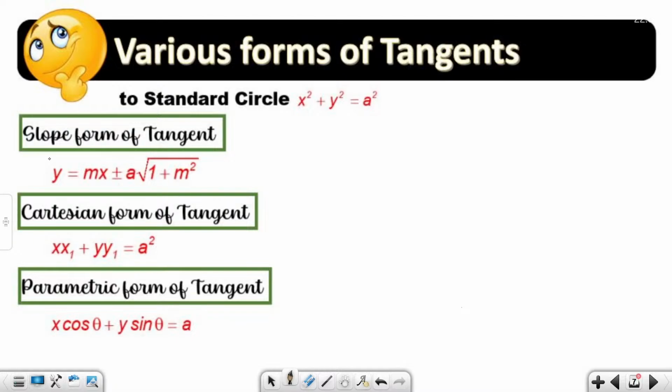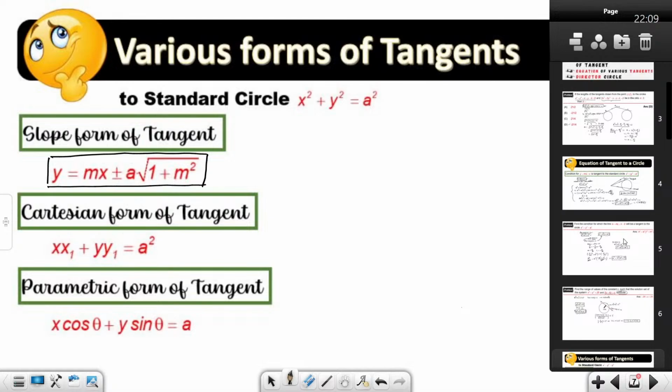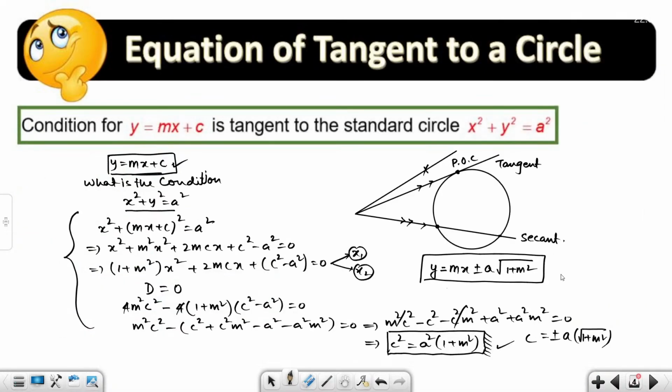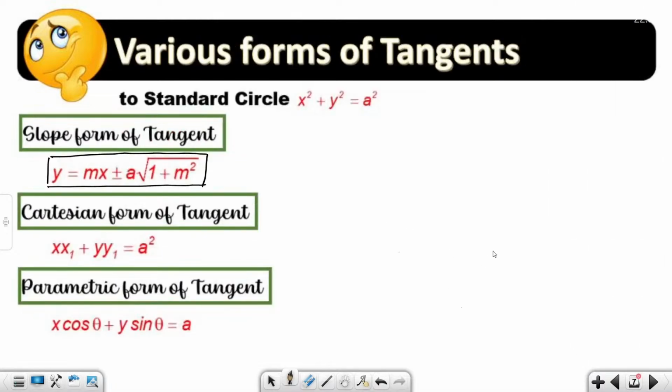The first one, I think I don't need to prove it because I have already proved this one. This is what is called your slope form of tangent. You can see this: y equals mx plus minus a root over 1 plus m squared. That exactly is known as your slope form of the tangent to the standard circle x square plus y square equals a square. So this we have to remember, and we have already proved it.